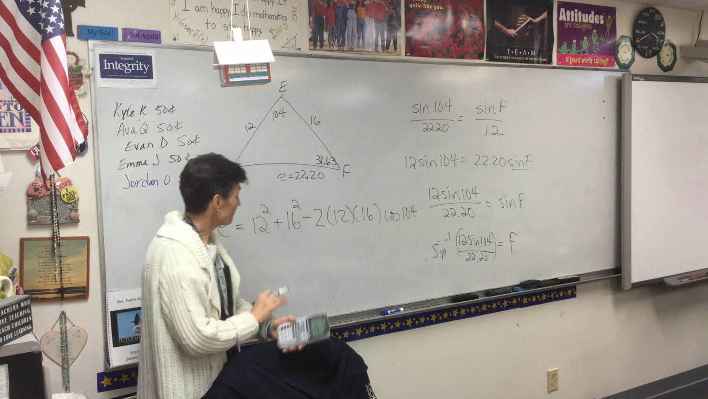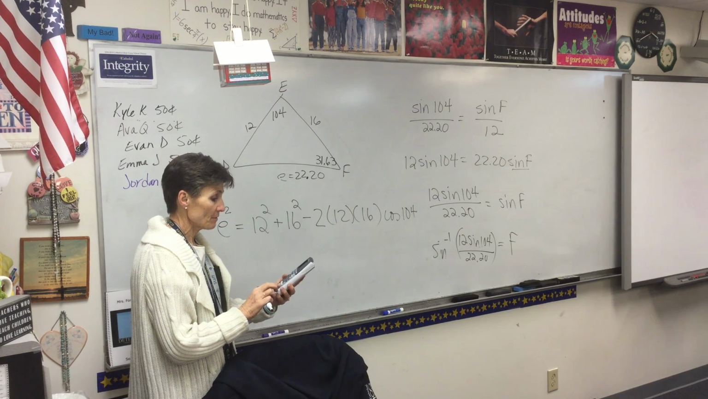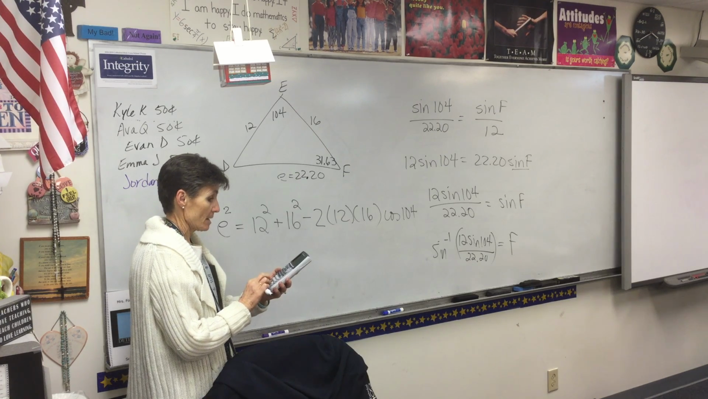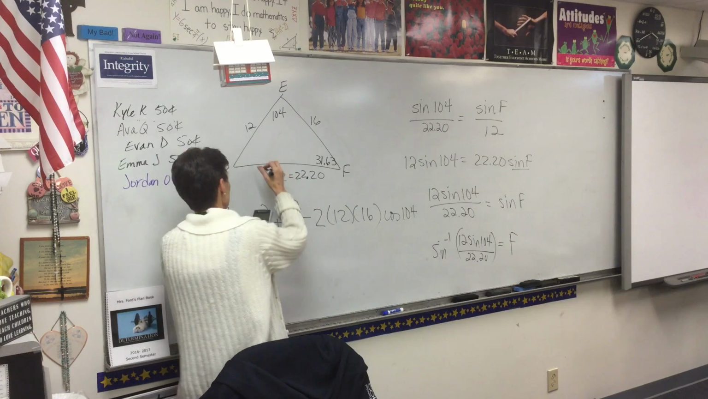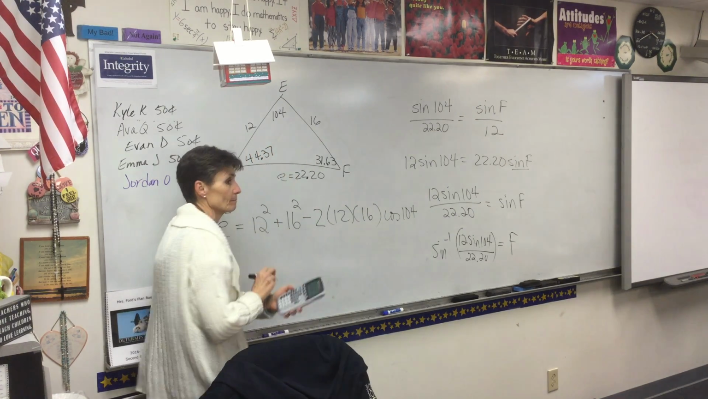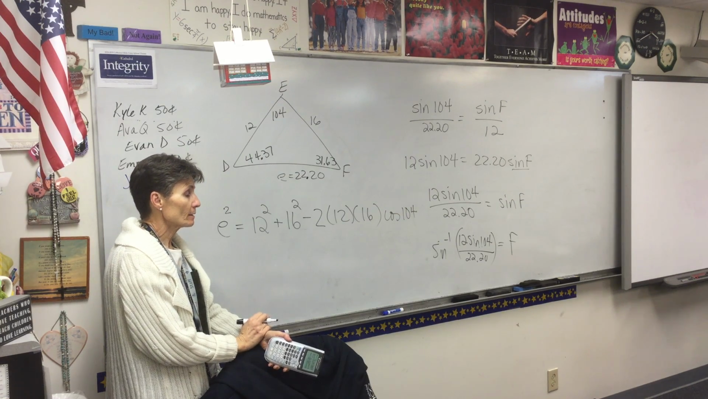And then, how do I find my last answer? Add those up and subtract from 180. I got 44.37. And the triangle is solved.